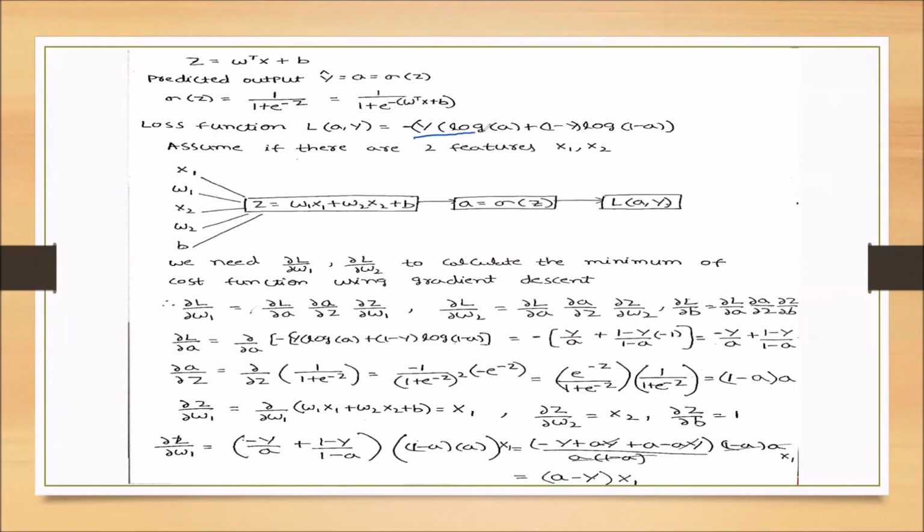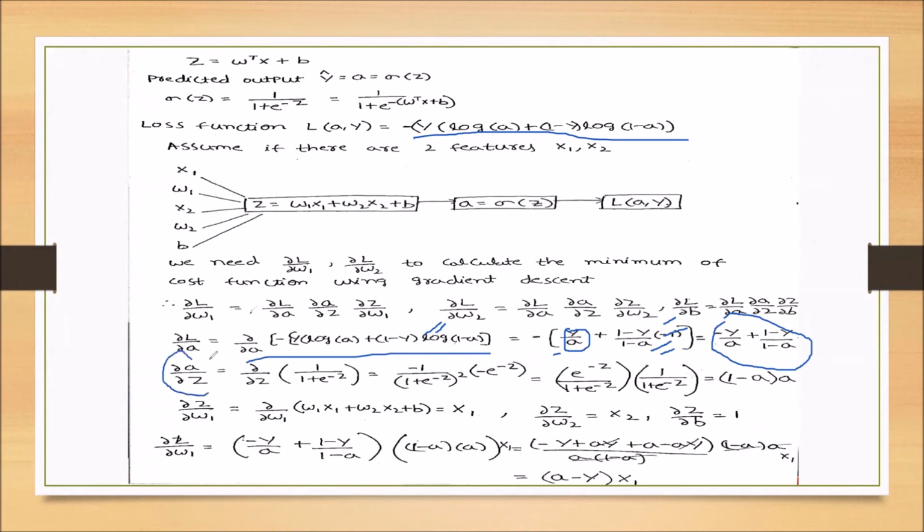If I differentiate this with respect to A, because of the logarithm, minus y log A, the differentiation of log A is 1 by A. So the y log A differentiation is y by A. Similarly, we use the second term, 1 minus y log 1 minus A. If I differentiate log 1 minus A, the differentiation is 1 by 1 minus A, and the differentiation of minus A is minus 1. So finally, the term that is with me is minus y by A plus 1 minus y by 1 minus A. This is dou L by dou A.